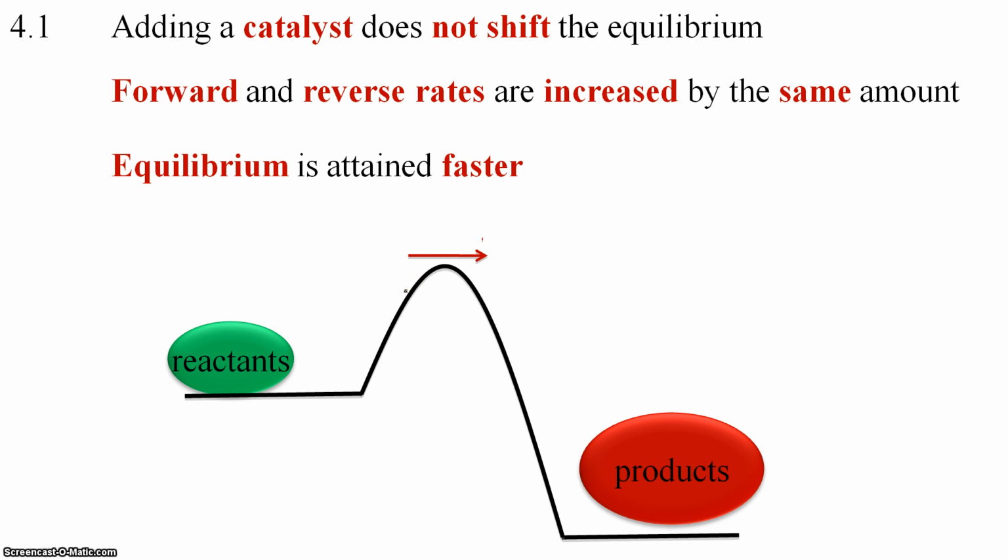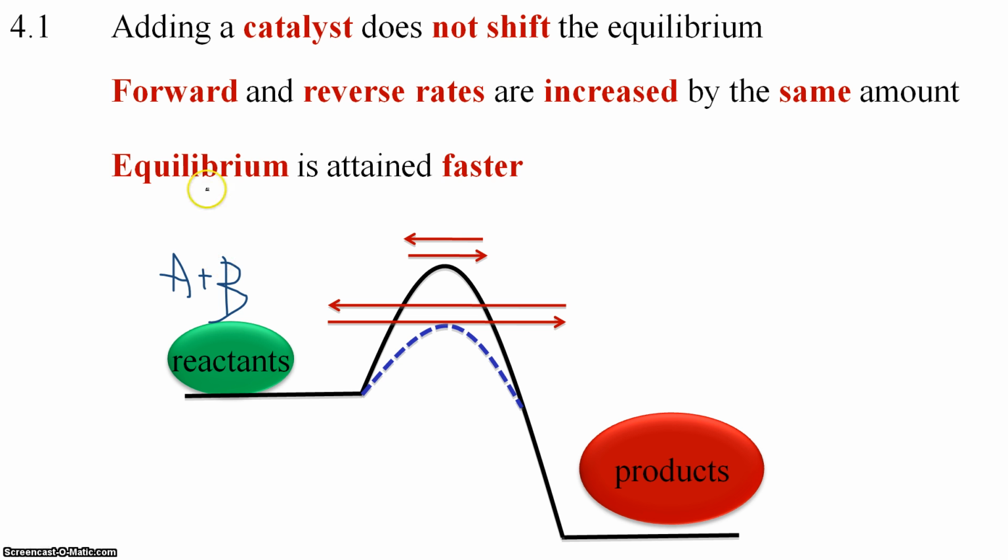Important point to note, a catalyst does not shift equilibrium. It's just that the rates are increased by the same amount, so you just attain equilibrium faster. So if I mixed my reactants A and B, and it took me, let's say, 5 minutes to reach equilibrium. If I add A and B plus a catalyst, then we could say I reach equilibrium in perhaps 3 minutes. So the reaction goes faster. The same point, equilibrium, is just achieved faster, but nothing else changes.